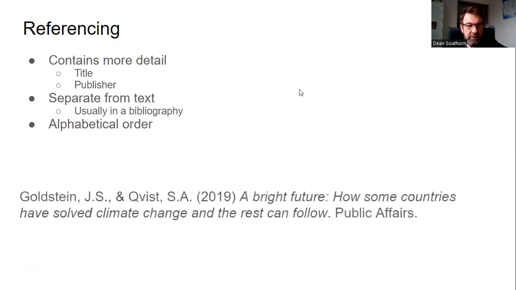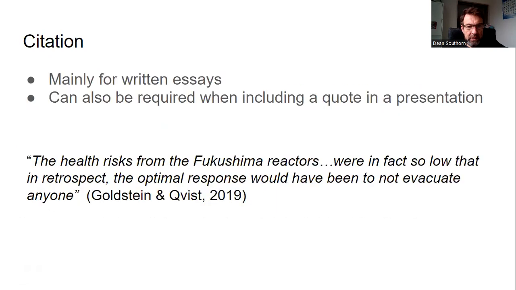So for a book, here is an example. This is an example for the same one we looked at. We looked at this as a possible quotation for a presentation. This presentation could be about nuclear power, nuclear energy, for example. The health risks from the Fukushima reactors were in fact so low that in retrospect, the optimal response would have been not to evacuate anyone. And that was in a book by Goldstein and Kvist in 2019. So there's our in-text citation.